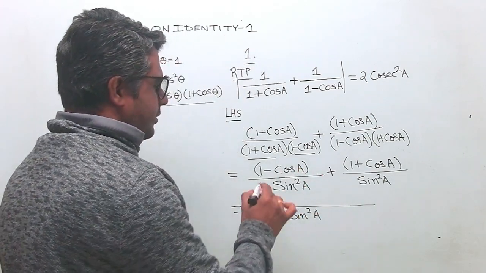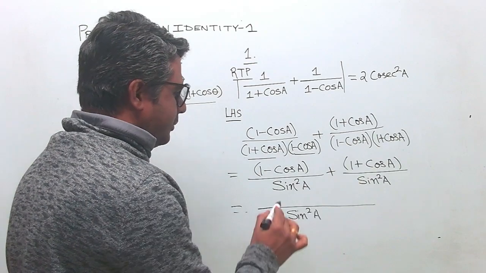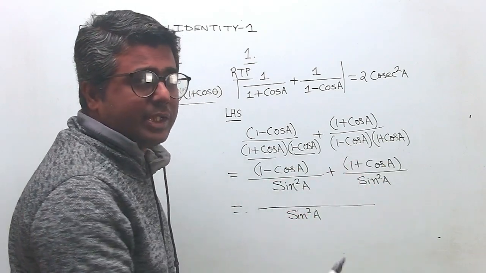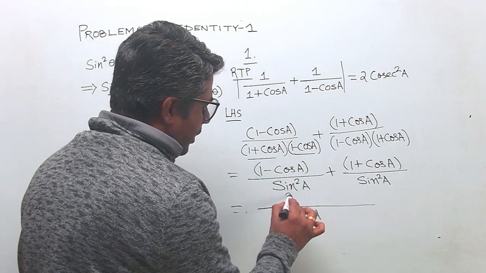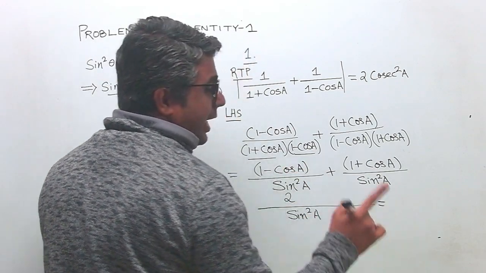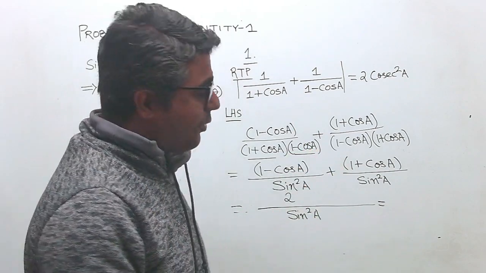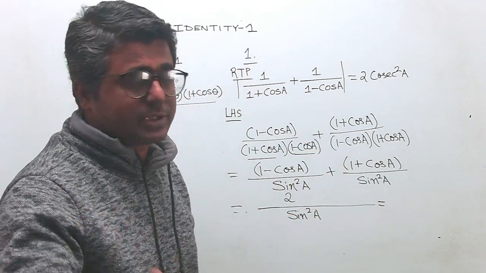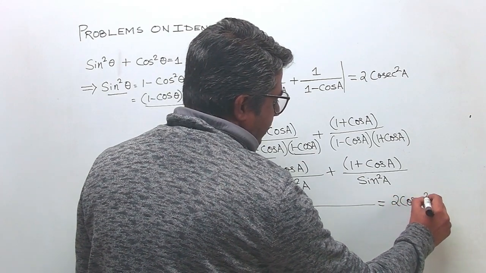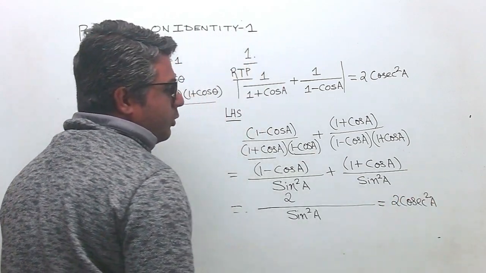Sin square A. So, this you can add directly now because both the denominators are same. If you see over here, minus cos A plus cos A will cancel out, and you will be remaining with only 2. So, 2 by sin square A. 1 by sin A is cosec A, 1 by sin square A is cosec square A. So, this will be 2 cosec square A.